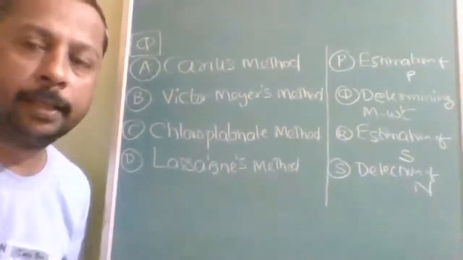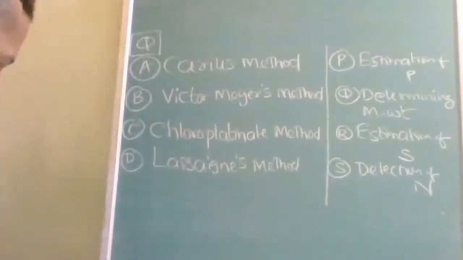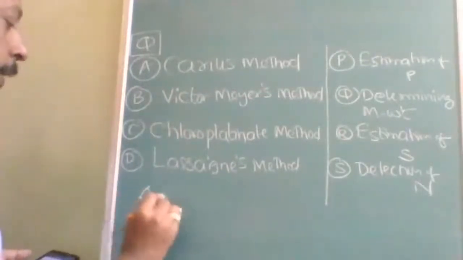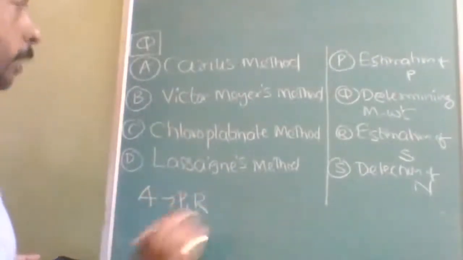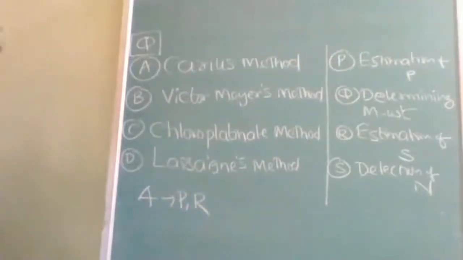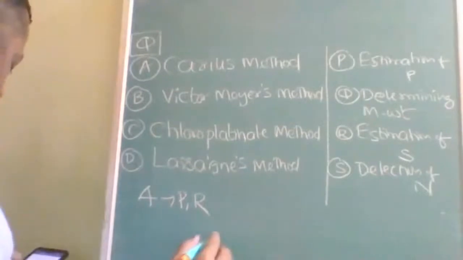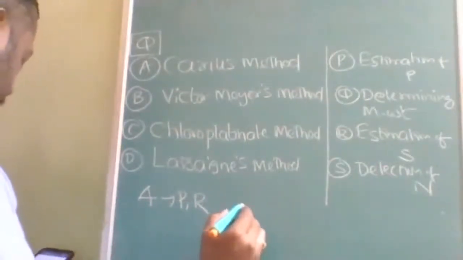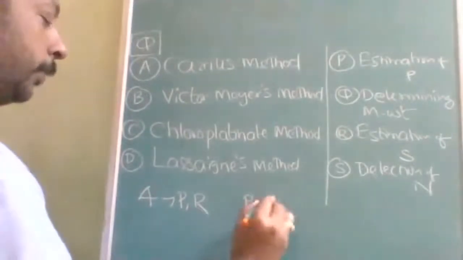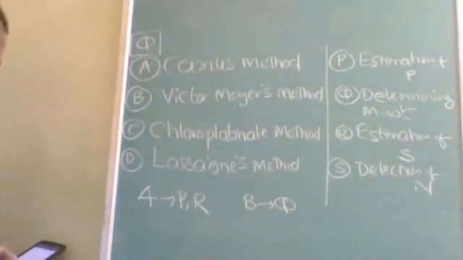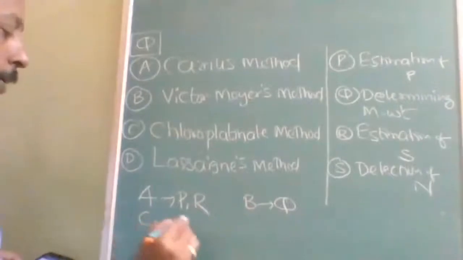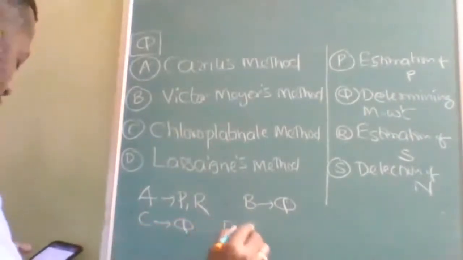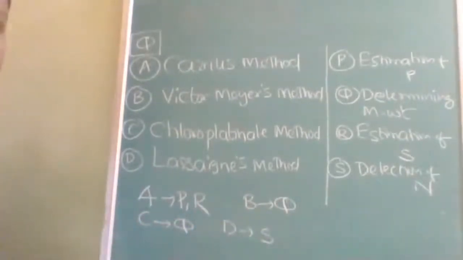Okay, I am writing the answer. Cross check with your answers. Answer A is P comma R. Matrix match, that's why I told you matrix match. Second one, B answer is Q only. Again, C answer is also Q only. D answer is S.